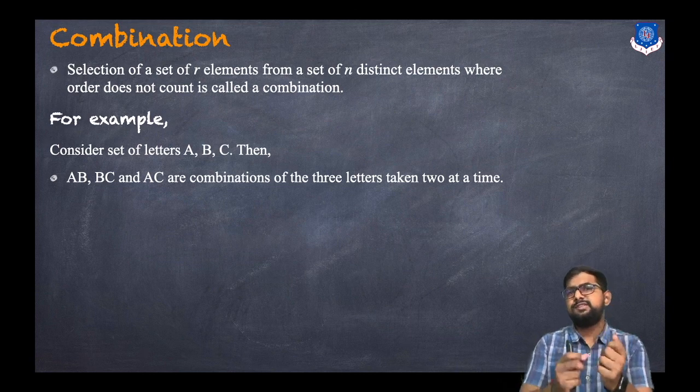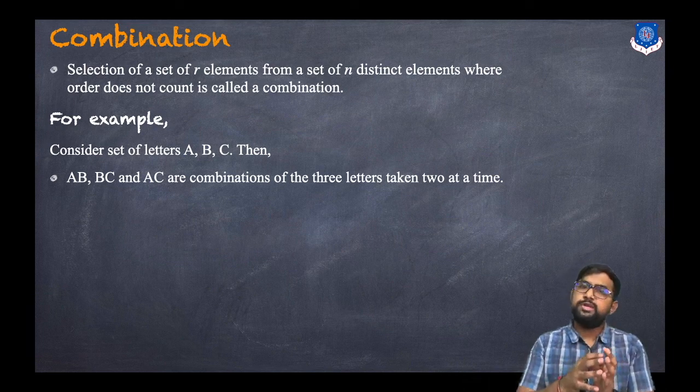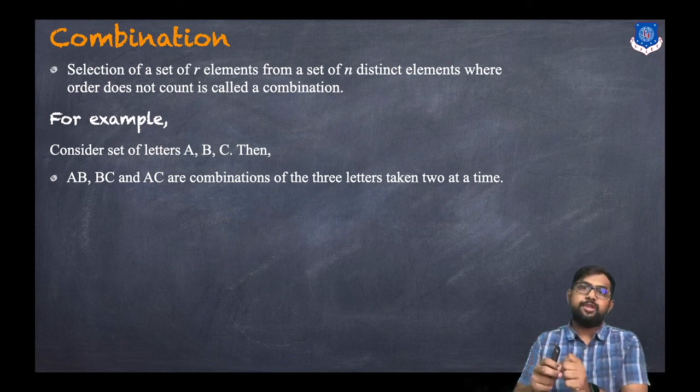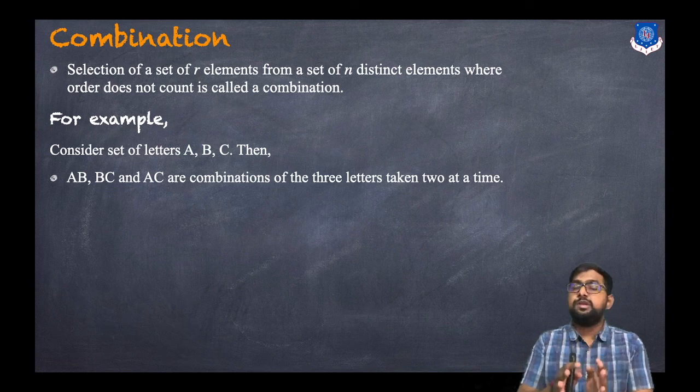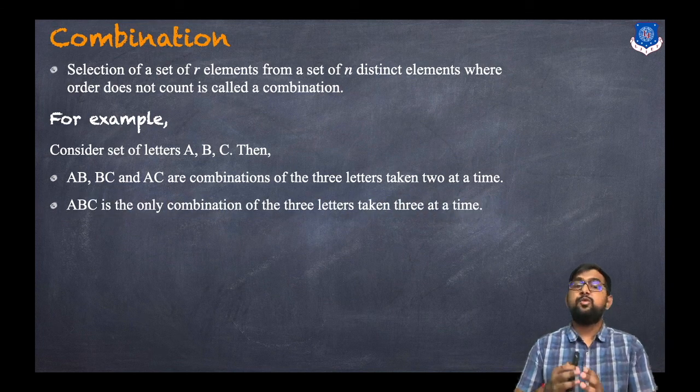If we select AB or if we select BA, that does not change the selection, because both the elements are the same. But for arrangement, the order matters. So if we arrange AB or BA, they both matter. Here in combination, it is just a selection without considering the order. In the same manner, ABC is the only combination of these three letters taken three at a time.